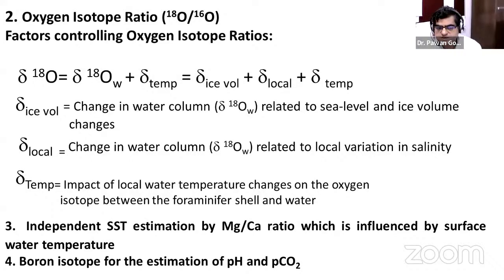Independent SST estimation by magnesium calcium ratio. So once we do the independent temperature estimation, then we can infer up to the past sea surface salinity. Thread by thread, we can get a very good understanding of the evaporation-precipitation budget in the area. And then recently we have done a boron isotope for the estimation of pH and CO2 of the ocean.